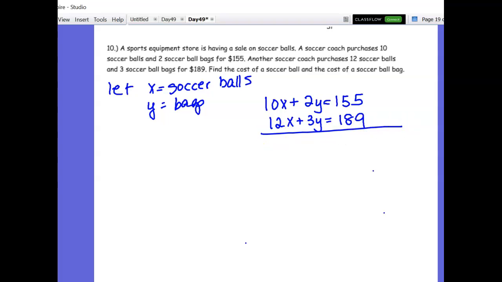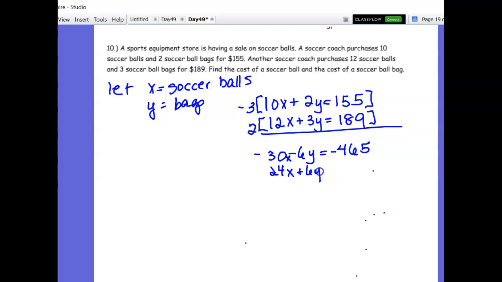Okay, so I'm going to use elimination. So I'm going to take the top equation and multiply by negative 3. And that way I'd get negative 6y there, and I'm going to take the bottom and multiply by 2. So if I did that, I would get negative 30x minus 6y is going to be equal to negative 465. So that was the top equation multiplied by negative 3. The bottom equation, we get 24x, whoops, I forgot my x here, negative 30x minus 6y. Then I would get 24x plus 6y is going to be equal to 378.